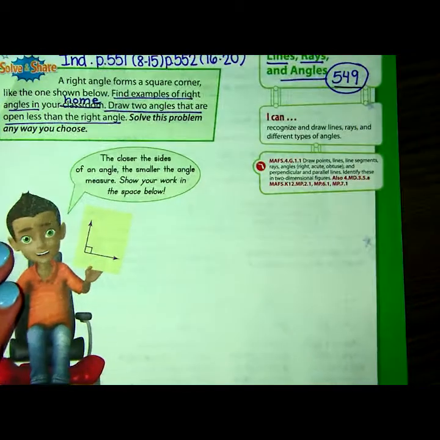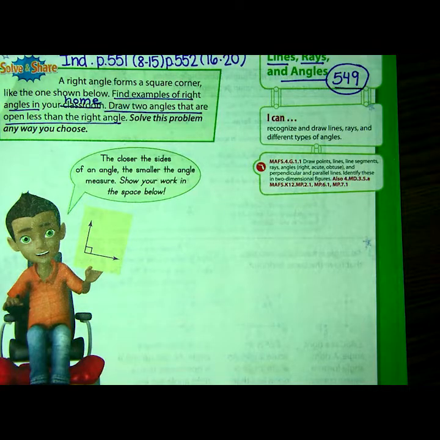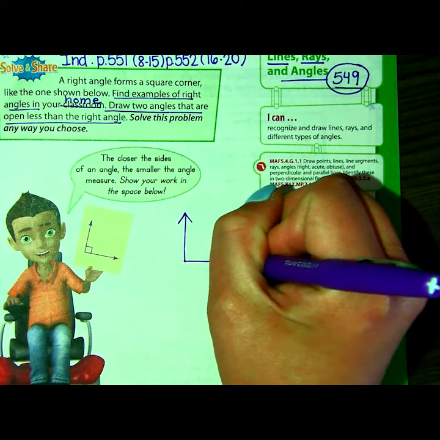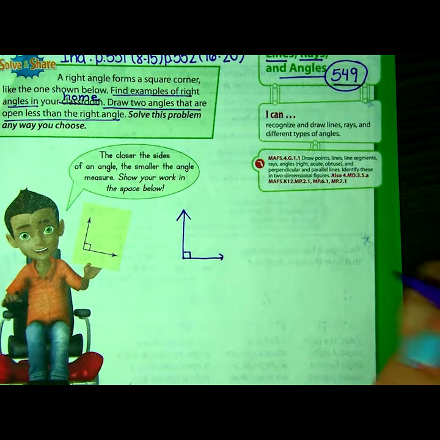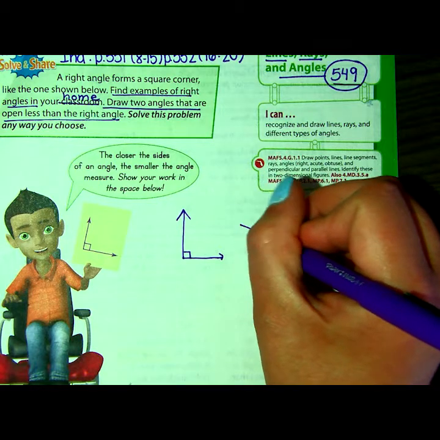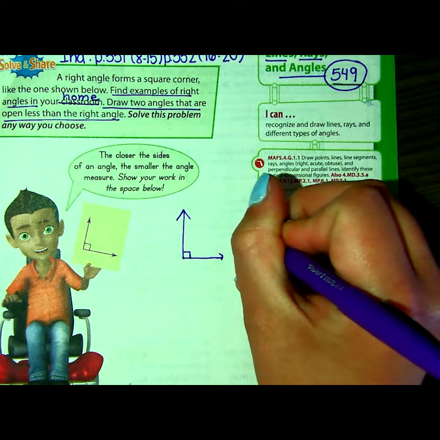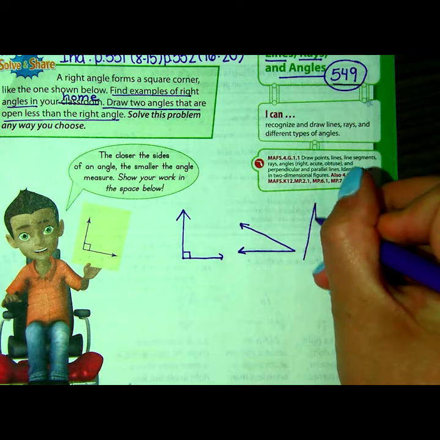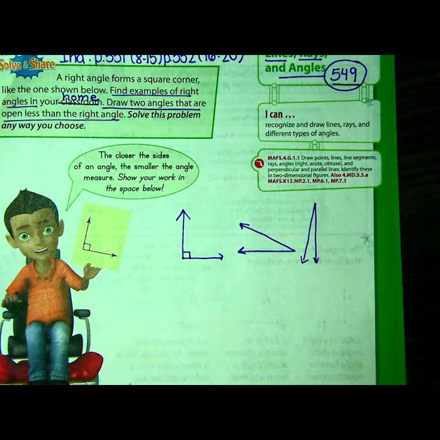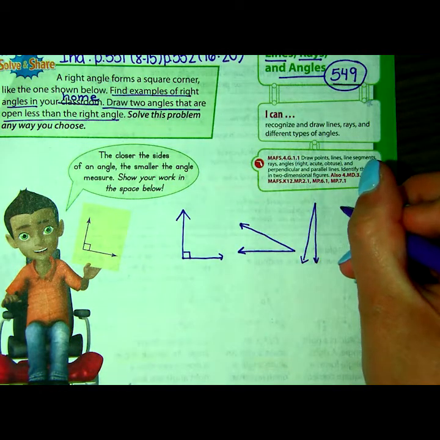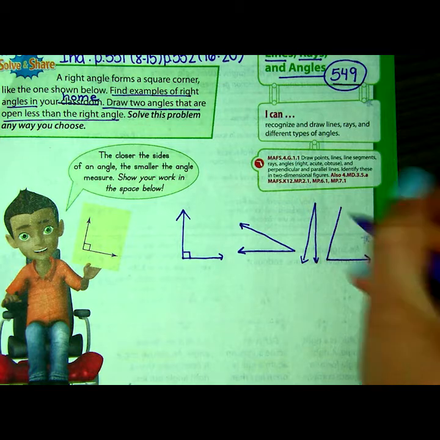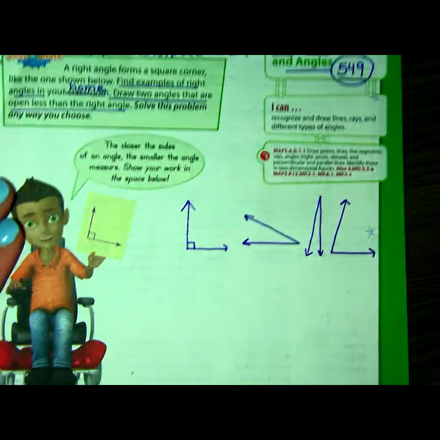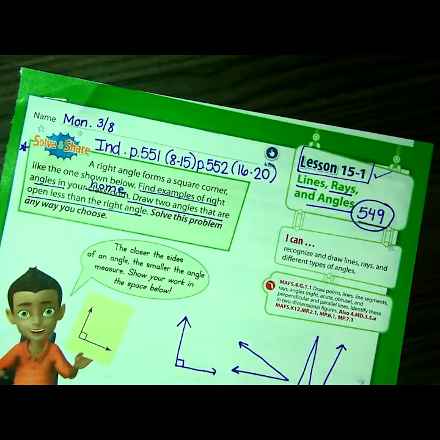But our directions were to draw two angles that are open less than a right angle. So those would be acute angles. So if the right angle opens this way, and I need to draw two that open less, I could draw something like this one. I could also draw something like that one. And it could almost be a right angle, looking very, very close. So I drew three. Let's look down here. Actually, no, we're going to skip this one.